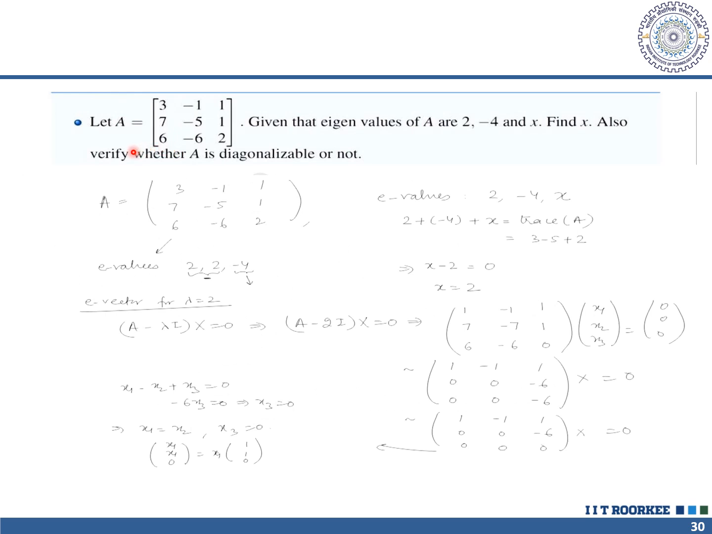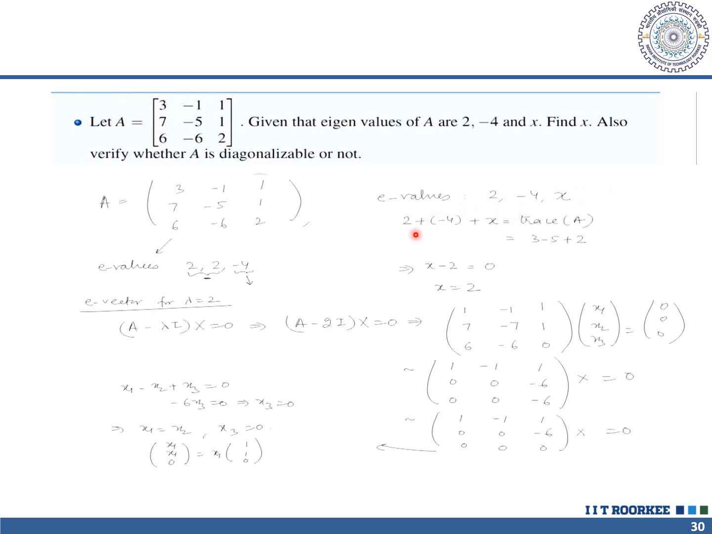So now let's solve some problems related to diagonalization. Let A equal this given matrix. The eigenvalues of the given matrix A are 2, minus 4 and x. So first we have to find x, and also we have to verify whether A is diagonalizable or not. A is the given matrix here, and the given eigenvalues are 2, minus 4 and x.